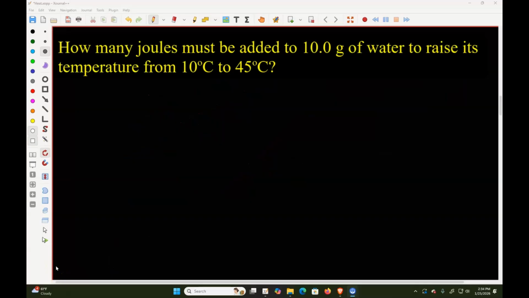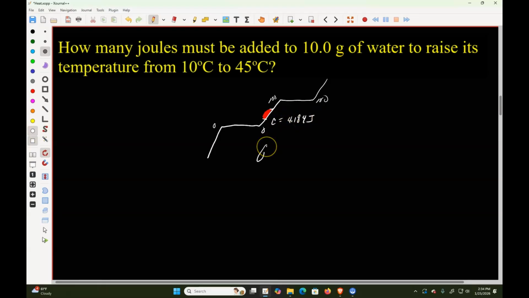How many joules must be added to 10 grams of water to raise its temperature from 10 degrees Celsius to 45 degrees Celsius? The first thing I'll do is just sketch this out real quick: 0, 100. So we're operating in this area here. I know that in this area C is equal to 4.184. I know my formula, Q equals mc delta T.